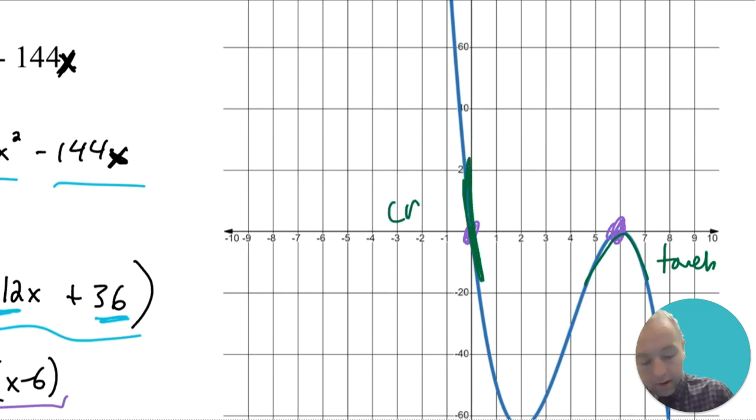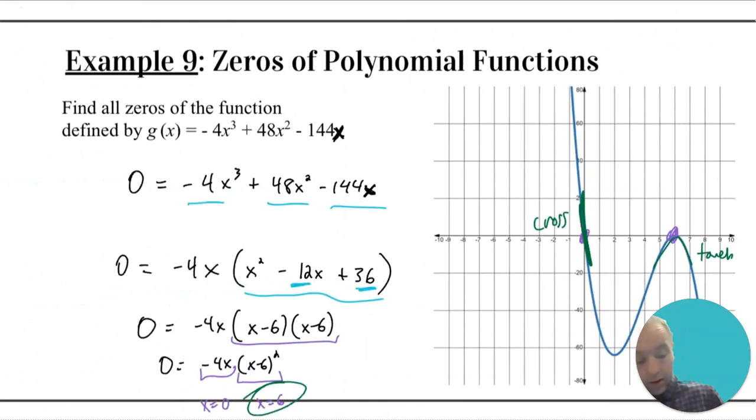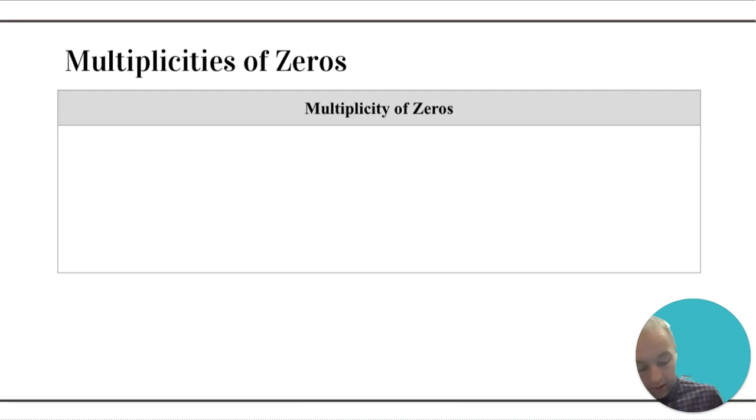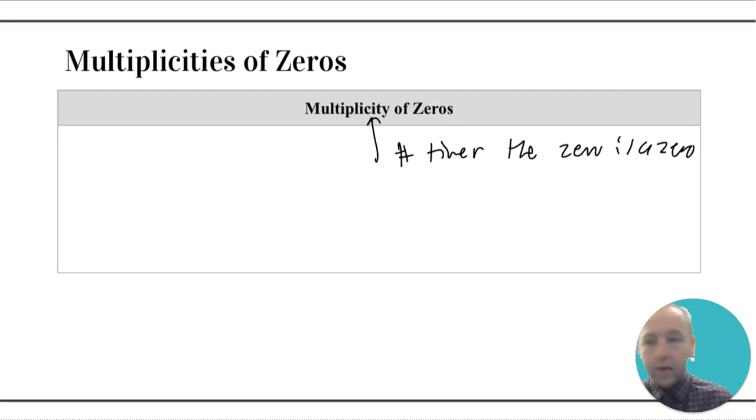Versus right here, it actually crosses through the x-axis because there it had multiplicity 1. We say it has multiplicity 1 when it only shows up as a zero once. Whenever it has an odd multiplicity, it can just cross through the graph, okay? So it's this idea of multiplicity of zeros. Multiplicity just tells you the number of times the zero is a zero in the graph, so it'll be multiplicity 4 if it's a zero 4 times.